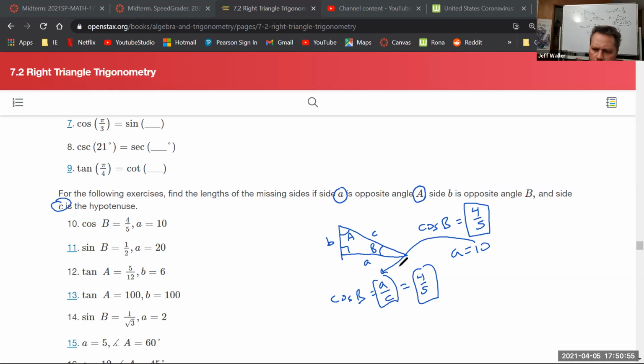What's happening? I think I get like 50 over 4. Yeah, nothing too pretty, right? How would you plug that in? Well, there's A, and I know A is 10. Right, but you can't. 10 over C equals 4/5. Oh, I know that cosine.